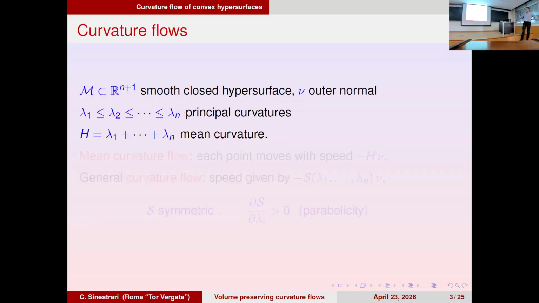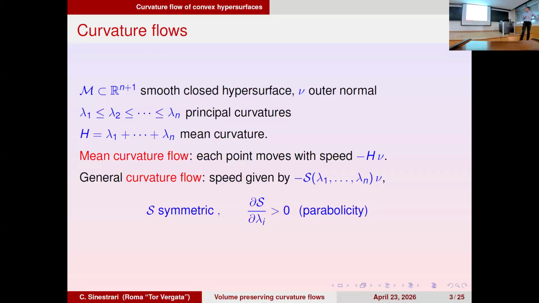Okay, so I briefly recall, mainly for the notation. My evolving object will be denoted by M. It will be an n-dimensional hypersurface immersed in n+1 dimensional Euclidean space. Nu will be the normal. Lambda 1, ..., lambda n will be the principal curvatures. The H, capital H, will be the mean curvature. So you all know mean curvature flow. Every point moves with speed given by the mean curvature in such a way that the convex object contracts.